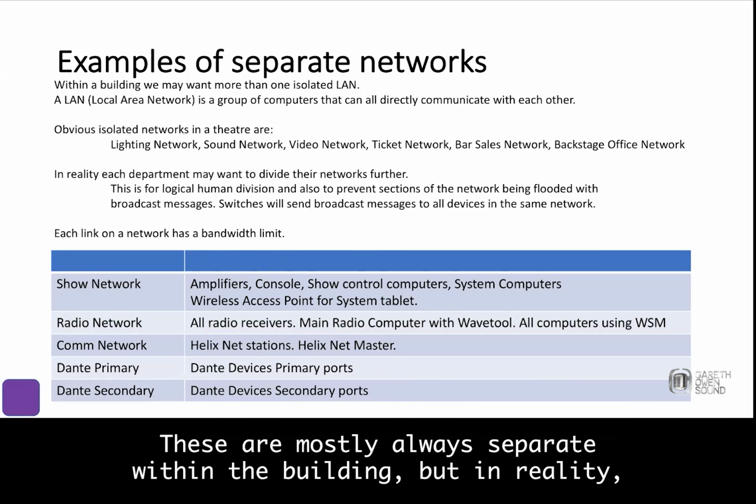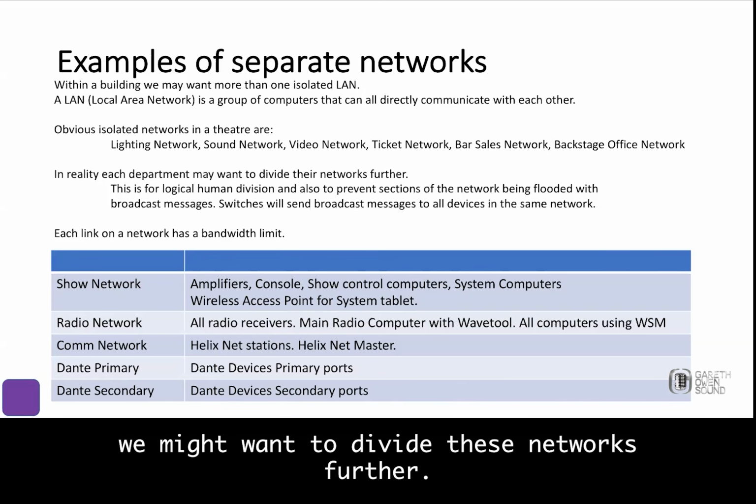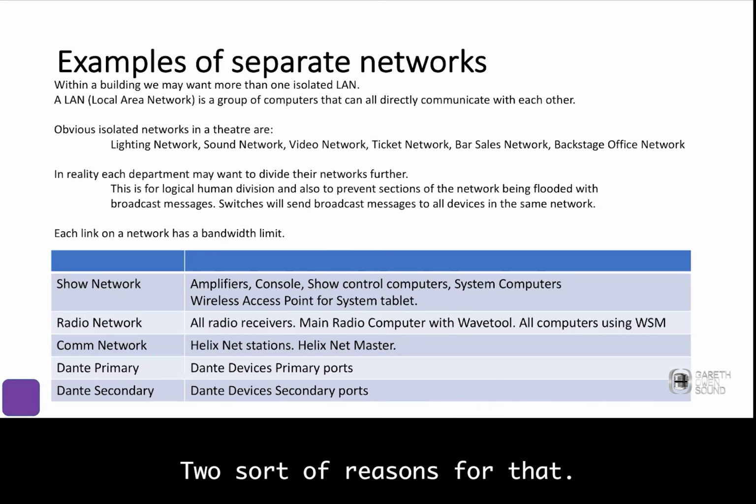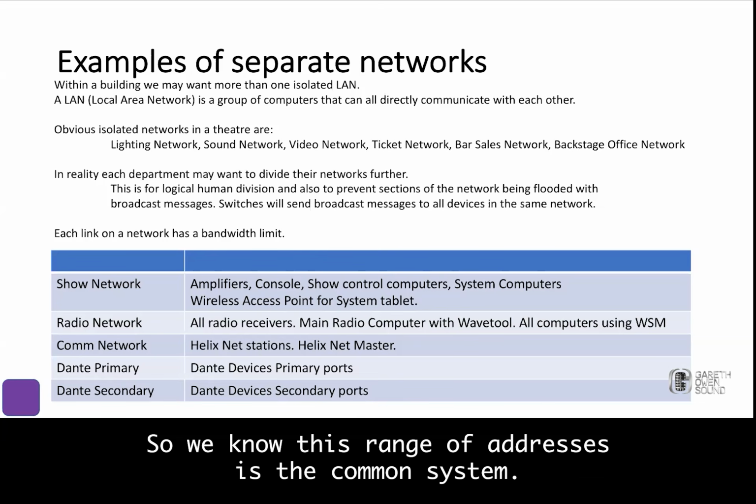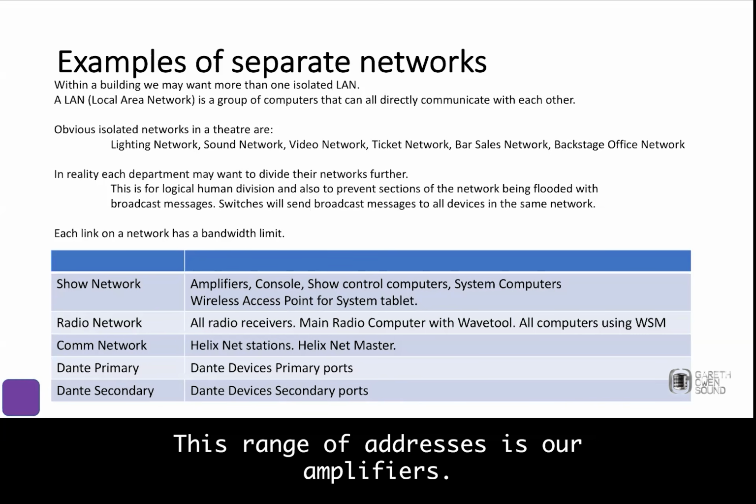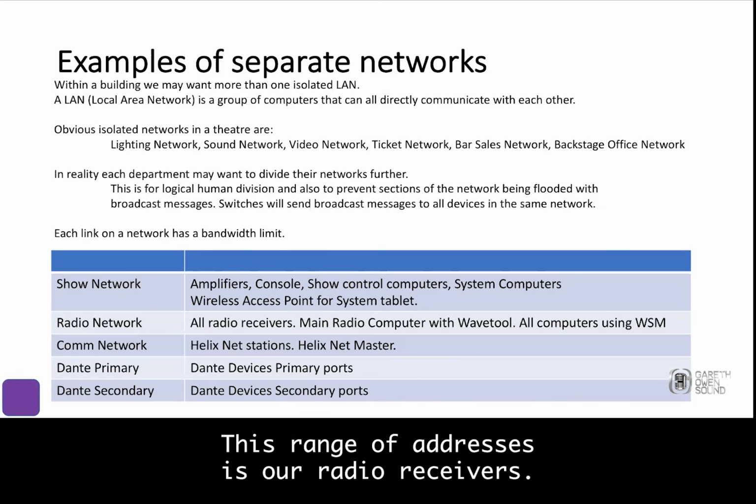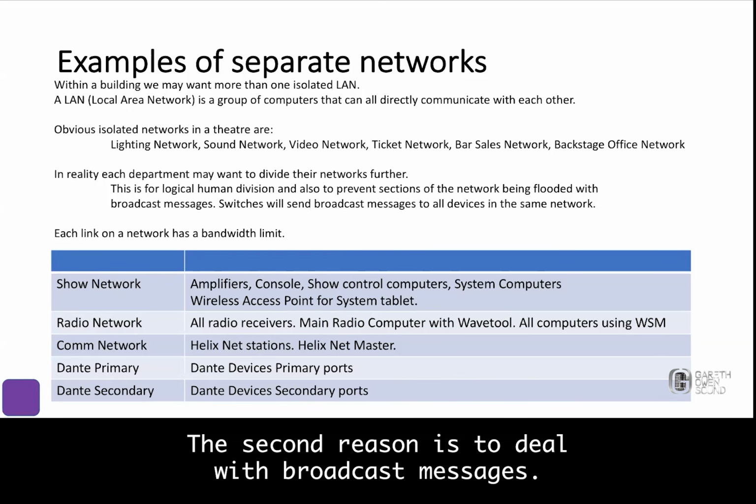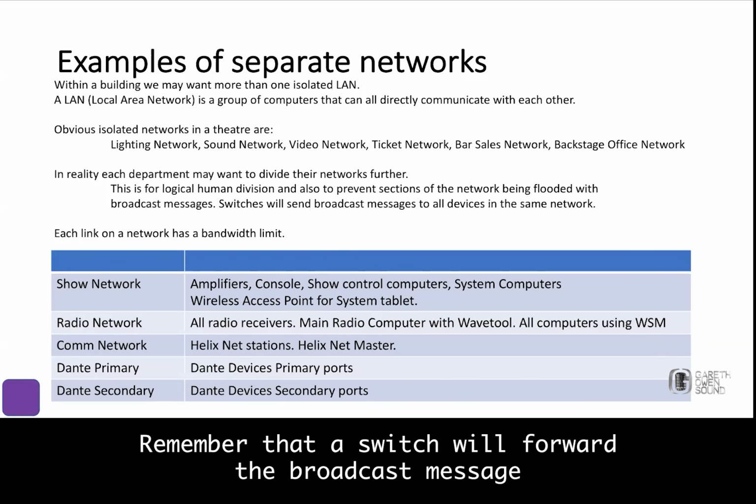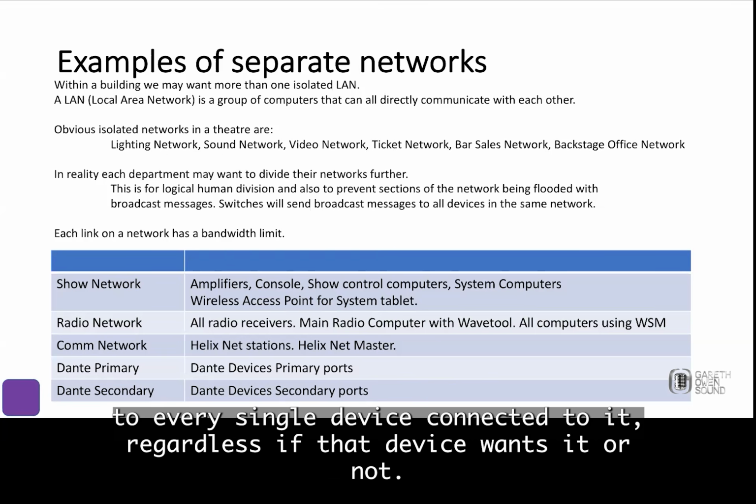But in reality, we might want to divide these networks further, for two reasons. One is like a logical human brain. So we know this range of addresses is the comm system, this range of addresses is our amplifiers, this range of addresses is our radio receivers. It makes it easier to understand. The second reason is to deal with broadcast messages. Remember that a switch will forward the broadcast message to every single device connected to it, regardless of whether that device wants it or not.